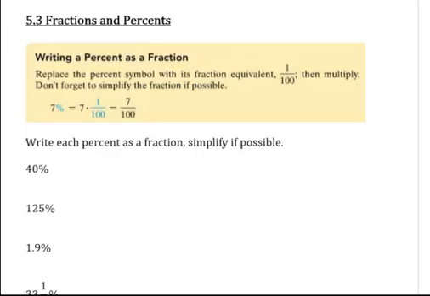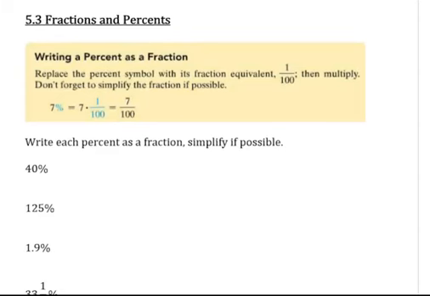All right. Section 5.3 is called fractions and percents. And it says, how do we write a percent as a fraction? We're going to replace the percent symbol with a fraction equivalent, 1 over 100. Then we're going to multiply, and then we're going to simplify our fraction if we can.